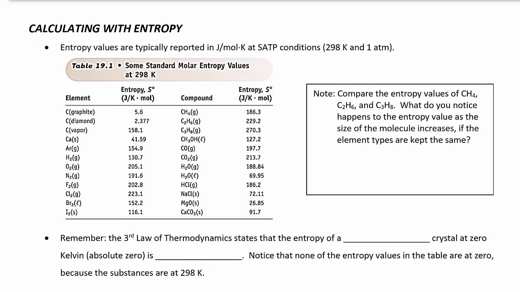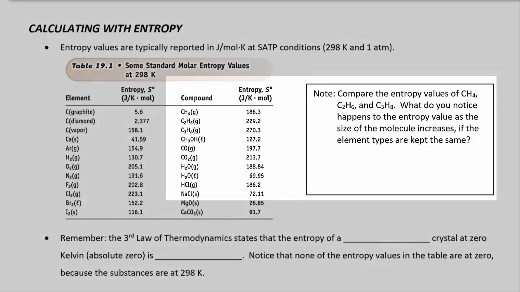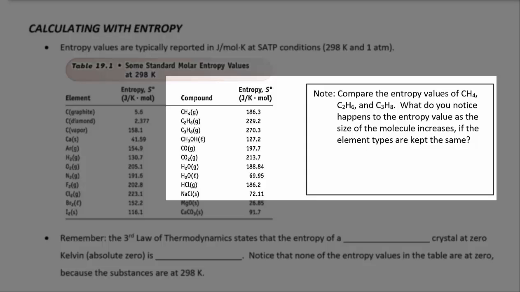Now we're going to do some calculations with entropy. Entropy values are typically reported in joules per mole Kelvin at standard ambient temperature and pressure, which again is 25 degrees C or 298 Kelvin. Now let's compare some methane, CH4, to C2H6 to C3H8, which is located right here.